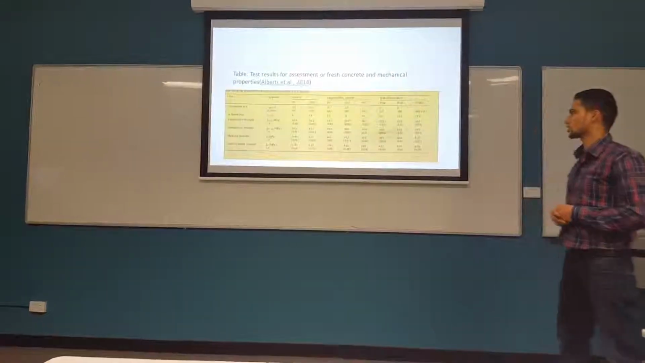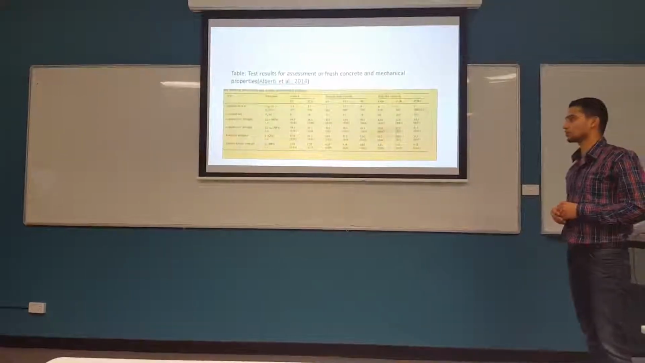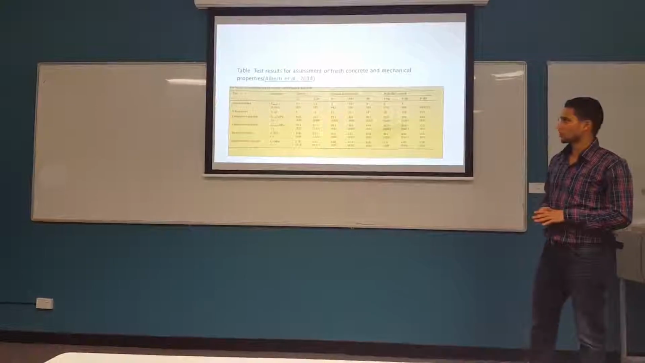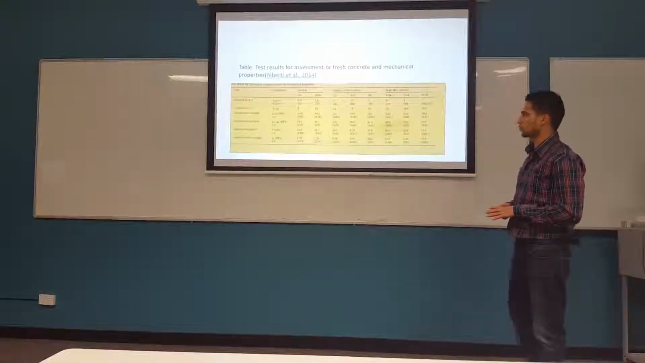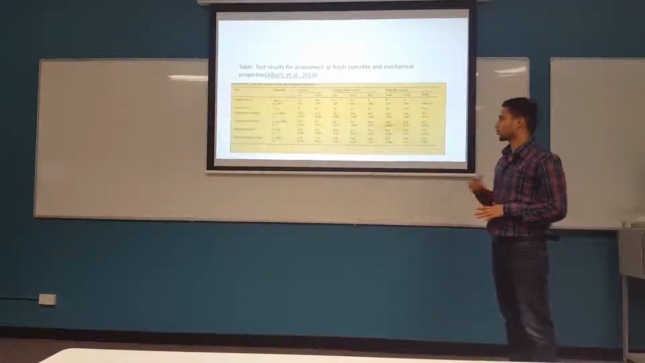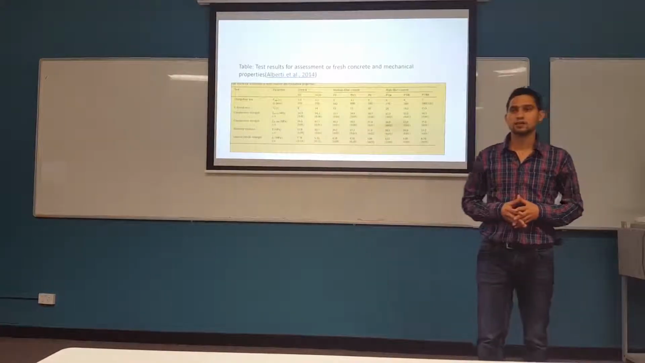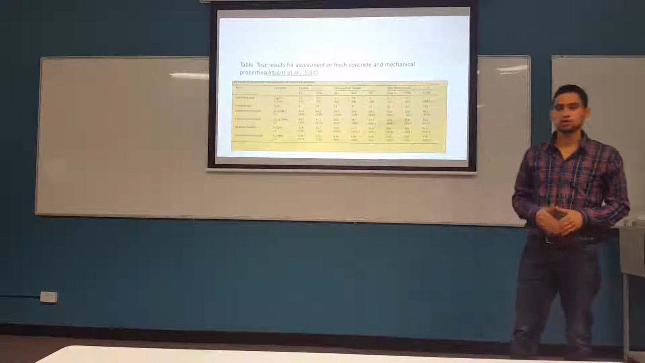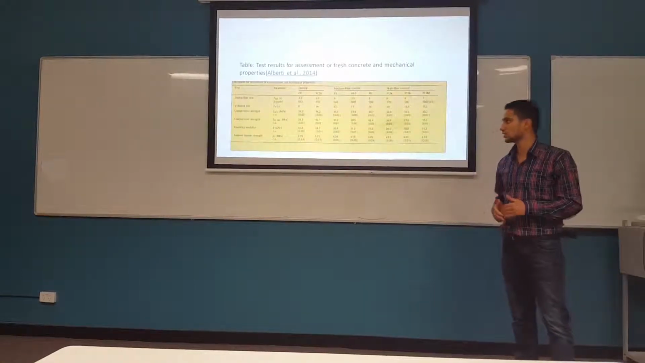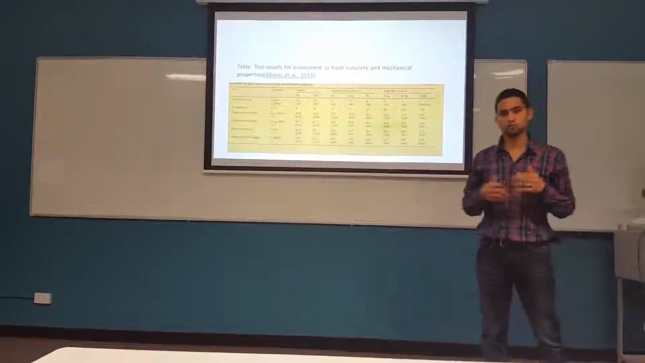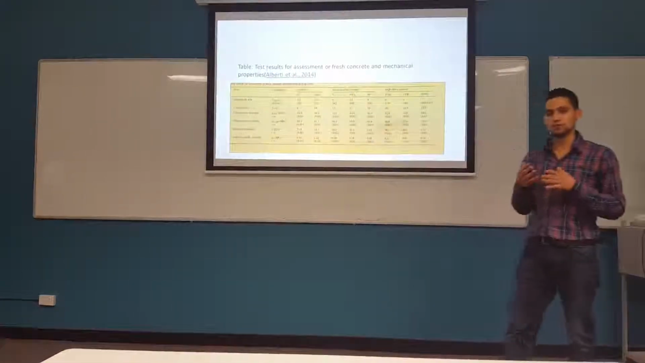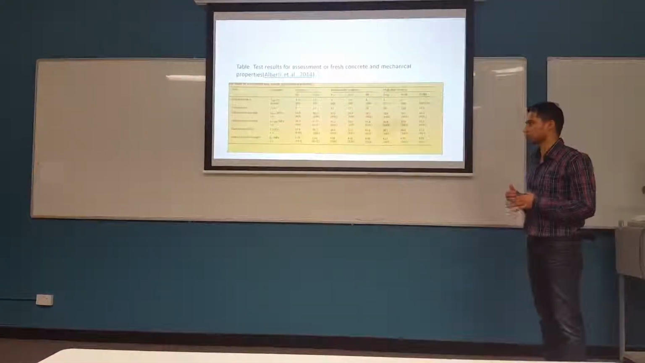Now these are the test results for the assessment of fresh concrete and mechanical properties discussed by Albert et al. From the slump flow test we can analyze that as the fiber increases, the workability of the concrete decreases. And similarly, the V-funnel test also points out that the workability of the concrete will definitely decrease as the volume of the fiber increases.